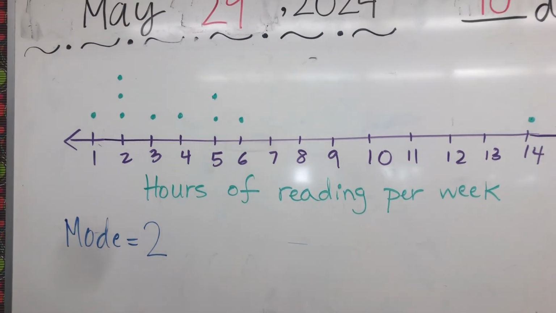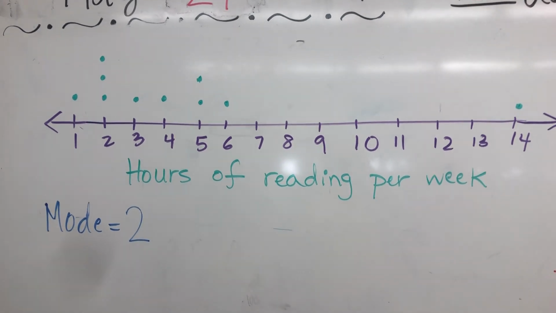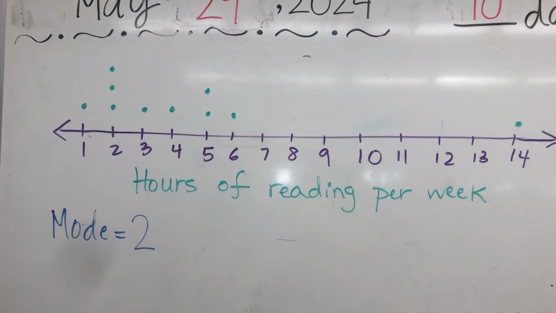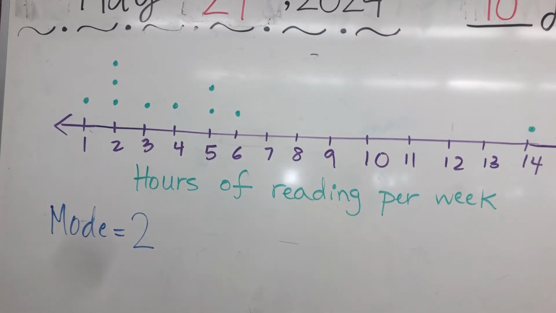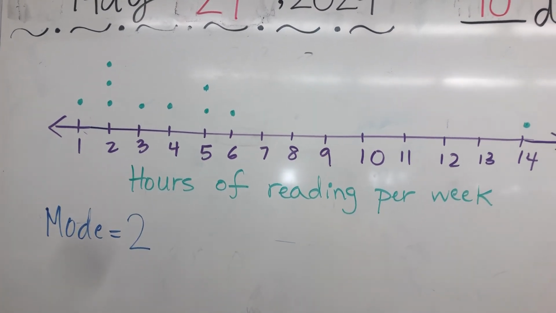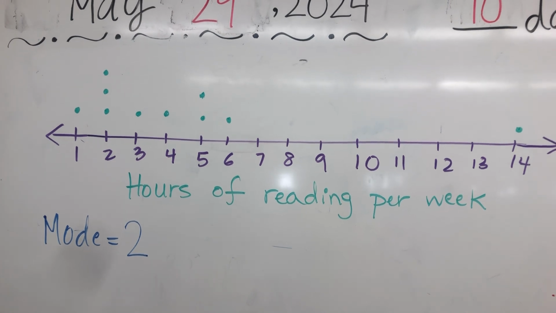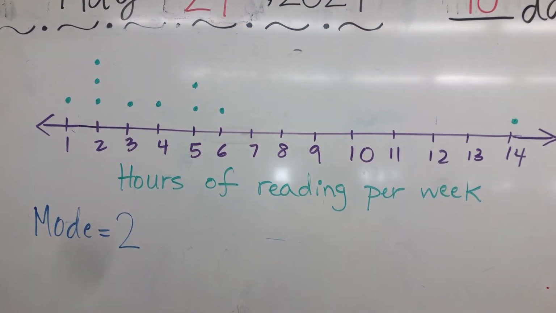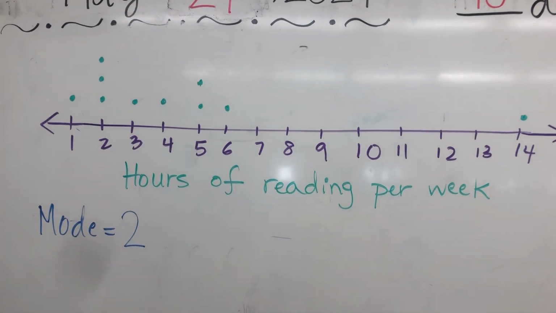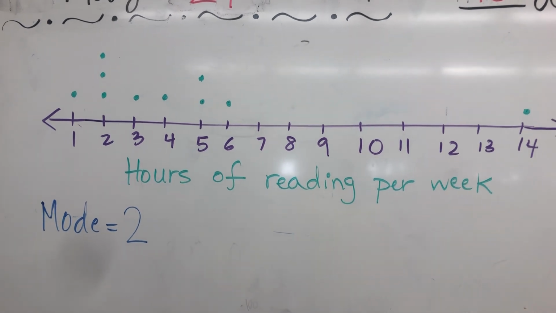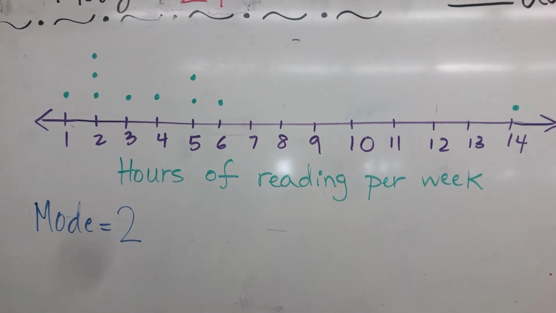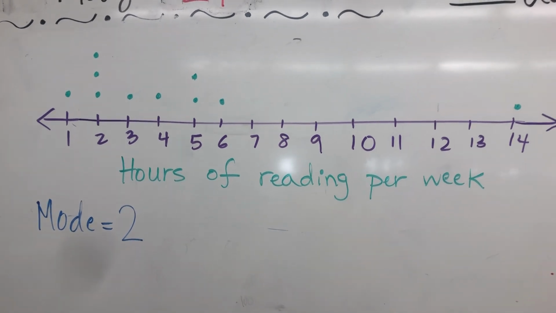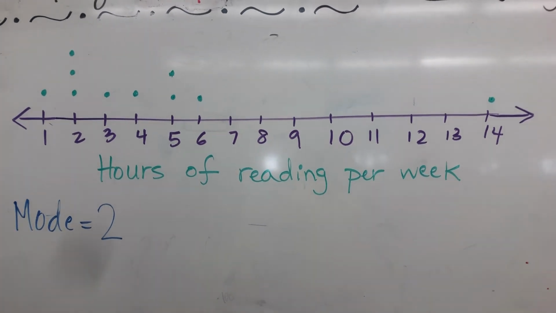So we see there's one dot on one. That means one person said that they read 1 hour. Then there are three dots on two. So three people said that they read 2 hours. And then one dot is on number three. So that means one person said 3 hours. Then one person said 4 hours. There are two dots on five. So that's two people said that they read 5 hours, so on and so forth.